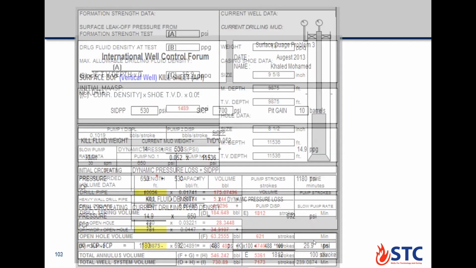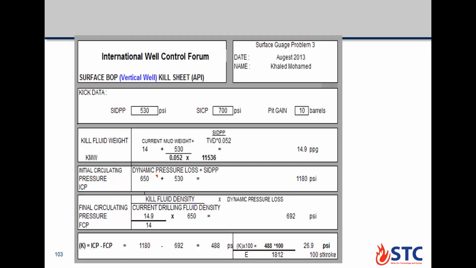Coming to the second page of our kill sheet, we have the recorded data: shut-in drill pipe pressure, shut-in casing pressure, and pit gain. So here, the kill mud weight is calculated as 14 ppg current mud weight plus shut-in drill pipe pressure over the constant times the whole TVD. This one is the whole TVD, at the time of the kick.